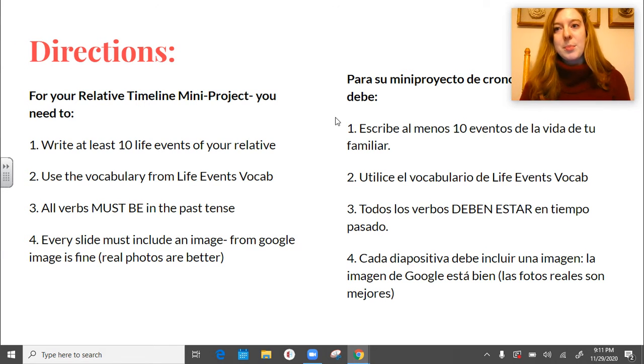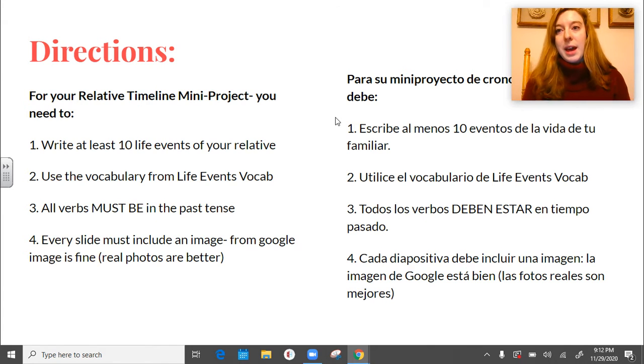So for your mini project timeline, you need to pick 10 life events of a relative. So a relative is a person in your family. For example, a brother, a sister, mother, father, uncle, grandma, great-grandma, anybody you want. But it can't be you. It has to be someone in your family that is not you. So you need to pick 10 important life events that happened in their life.